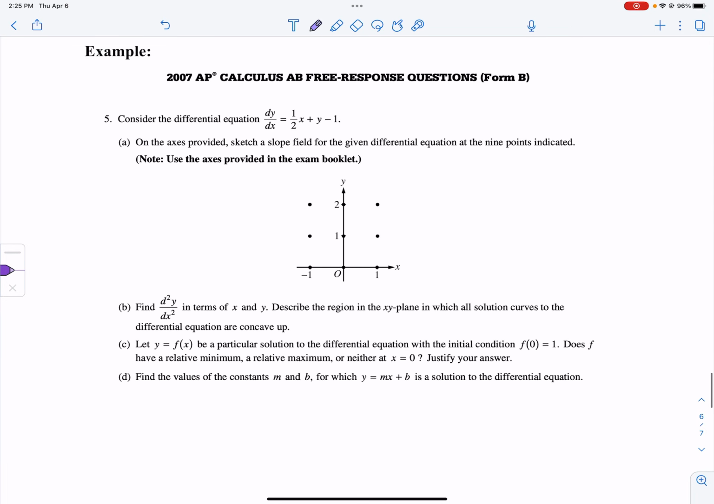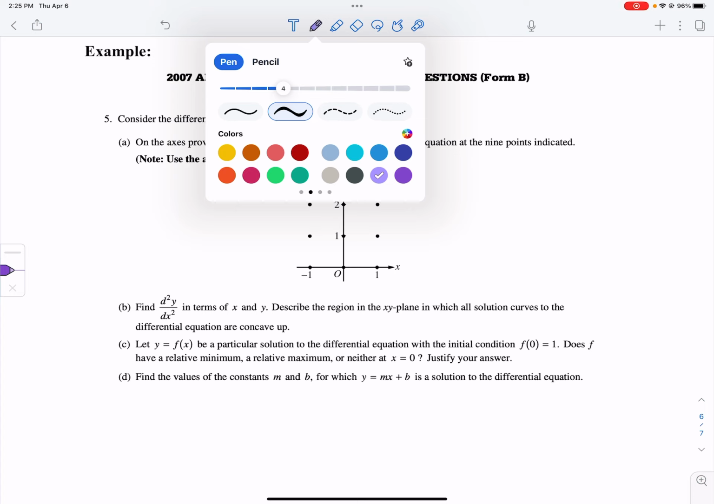Okay, here is a previous free response question that has a slope field in it. Given a differential equation, you're asked to sketch the slope field at the 9 points indicated. Sorry, I just spilled some water on here. Okay. So let's see.